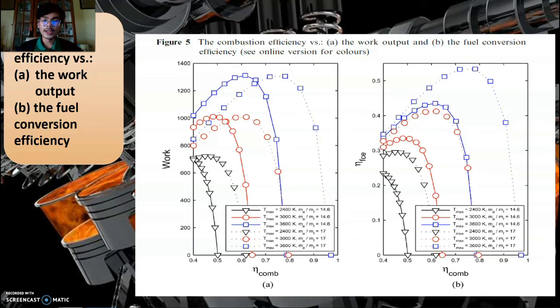So we can conclude that the higher the air-fuel ratio significantly improve the general characteristic of the fuel combustion efficiency curve. That's all for me.